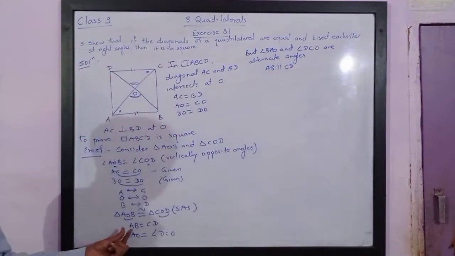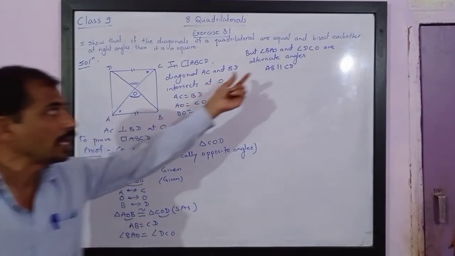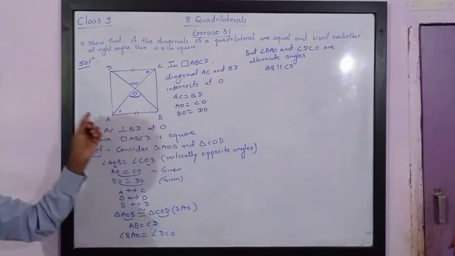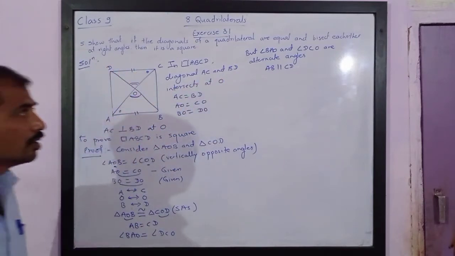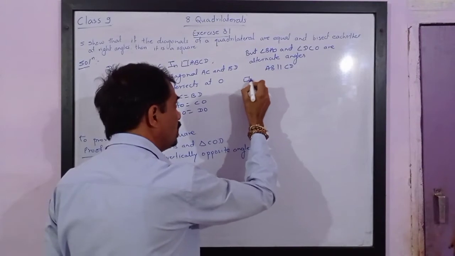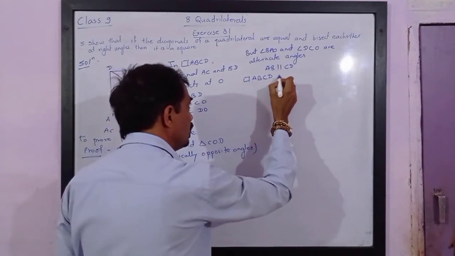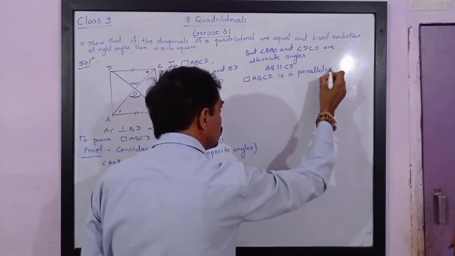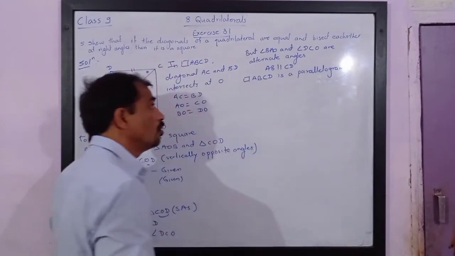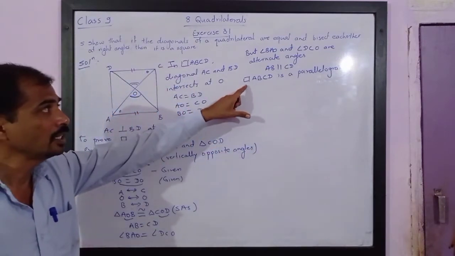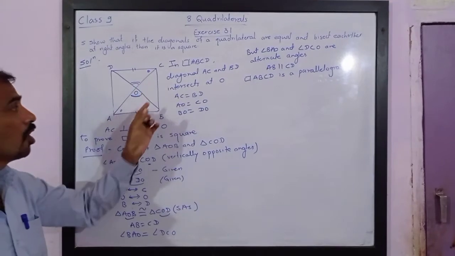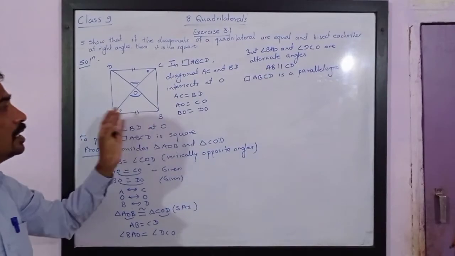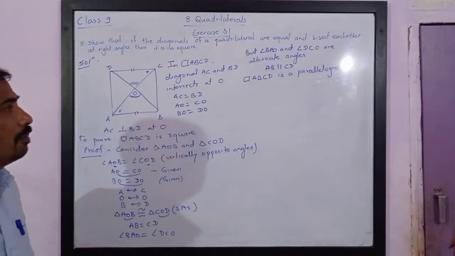Now watch carefully. We have got AB equals CD and AB parallel to CD. Since one pair of sides is equal as well as parallel, this quadrilateral ABCD is a parallelogram. So I have got quadrilateral ABCD is a parallelogram. Now we have to prove the next point, that adjacent sides are also equal, or all sides of this parallelogram are equal. It means I am going to prove this parallelogram is a rhombus also.